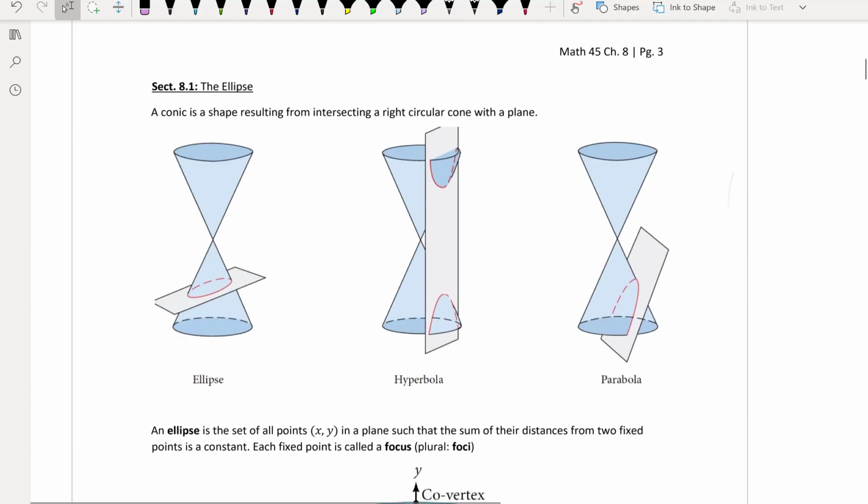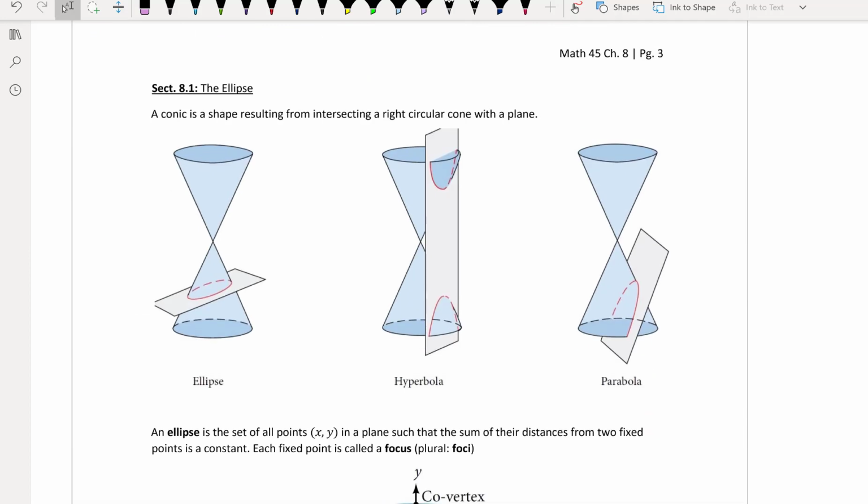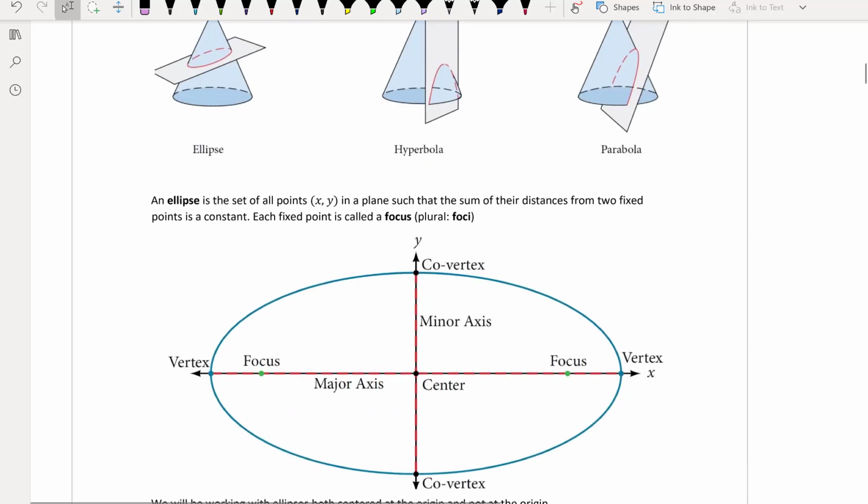Okay, so the second part of section 8.1 is all going to be about the ellipse, okay? So the ellipse is a set of points x, y in a plane such that the sum of their distances from two fixed points is a constant. Each fixed point is called a focus, or foci for plural.